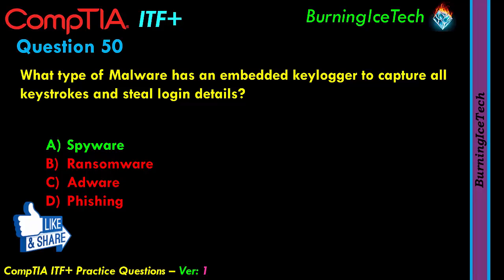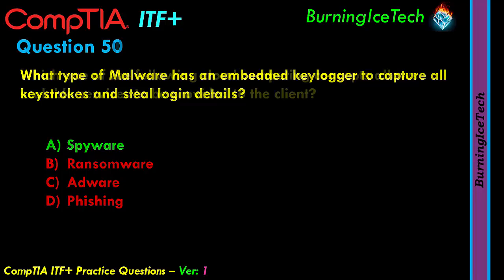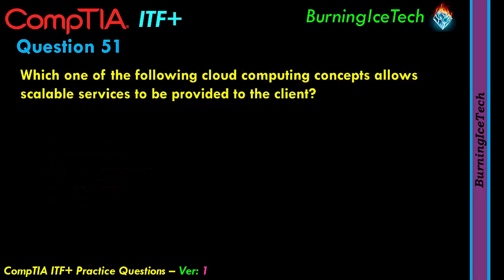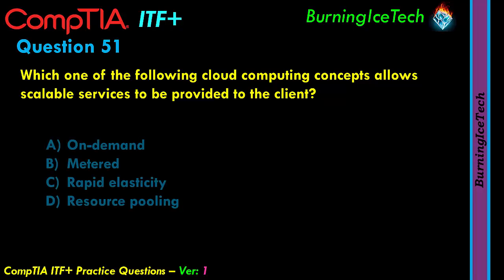Phishing is when you receive something like an email. Could be an email, and in this email, I'm pretending to be some sort of well-known person or organization, and I'm trying to get you to give me your username and password. That's phishing. Very similar to social engineering, quite frankly. Moving on to question 51. Which one of the following cloud computing concepts allows scalable services to be provided to the client? Alright, so guys, the cloud is when you put something somewhere else on someone else's property. That's basically what the cloud is in a nutshell, in case you guys don't know.